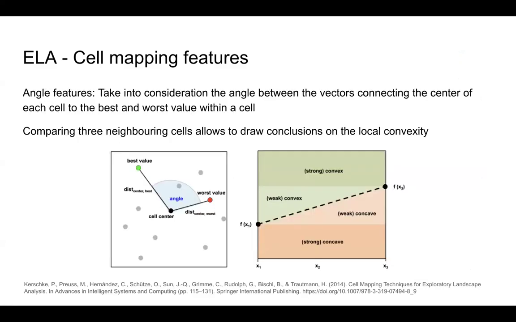And then we have angle features, which actually look at the angle between the best and worst solutions within a single cell. So here, for example, this is the angle between the best and worst solution, and this is supposed to give an indication of the trend within a cell. And then also, if you compare some neighboring cells, you can make conclusions on whether the function is convex or concave in this region.